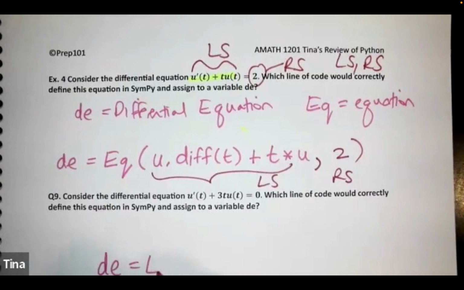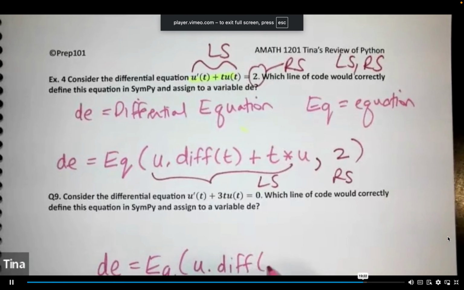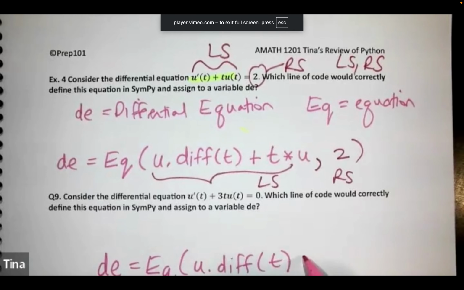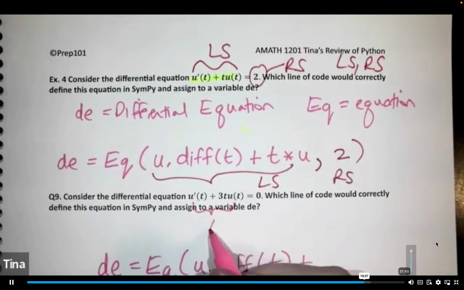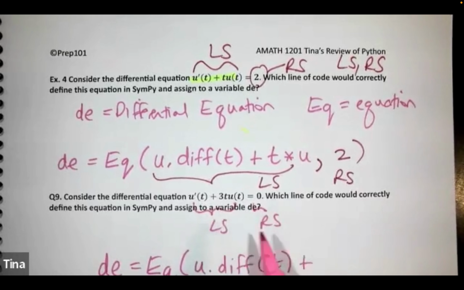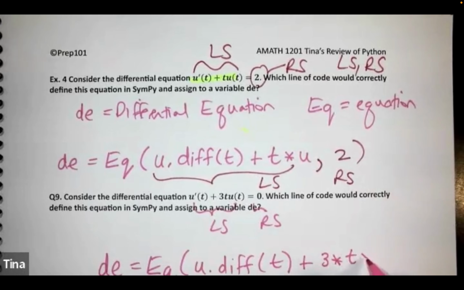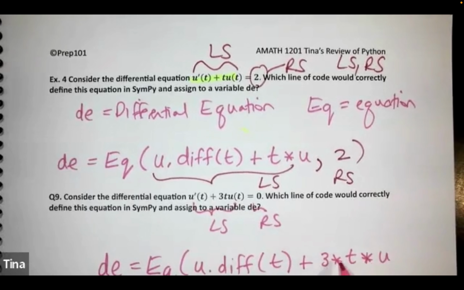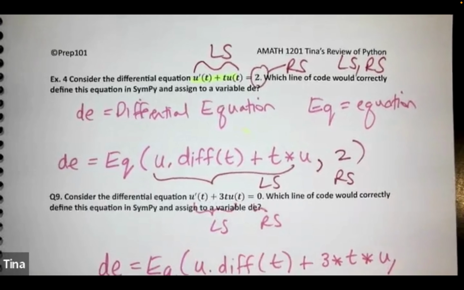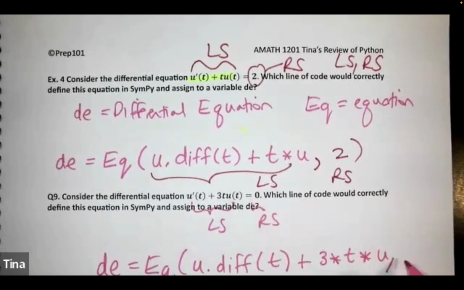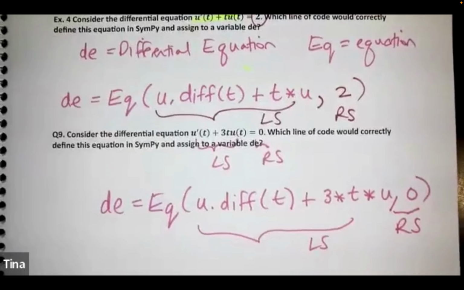So it'd be DE equals EQ, U dot differential equation with respect to T, plus, okay, so that's my left side and that's my right side. So it's plus 3 times T times U. So 3 star T star U, 3 times T times U, comma, that's on the left, and my right side is 0. So that there is my right. And that would be our code.